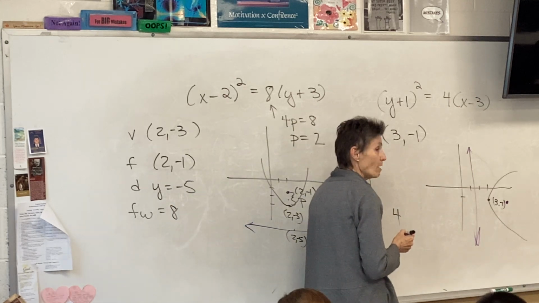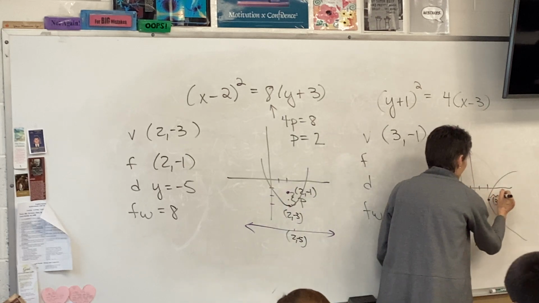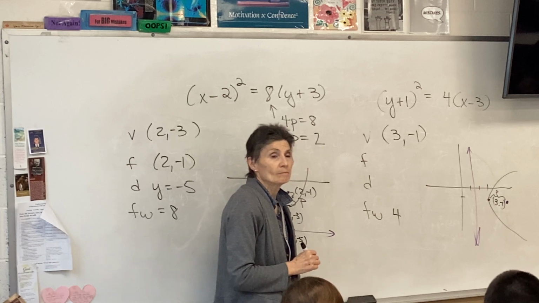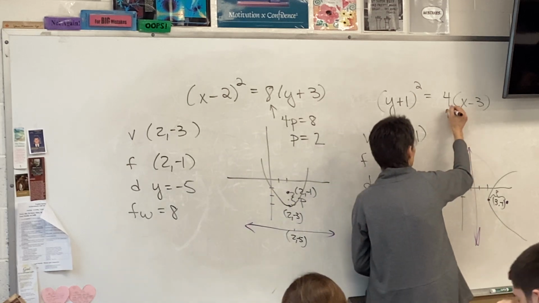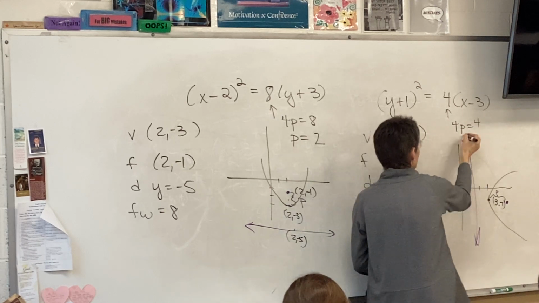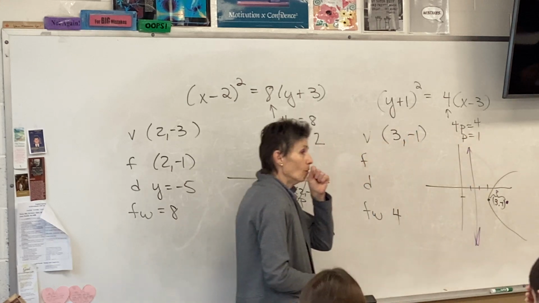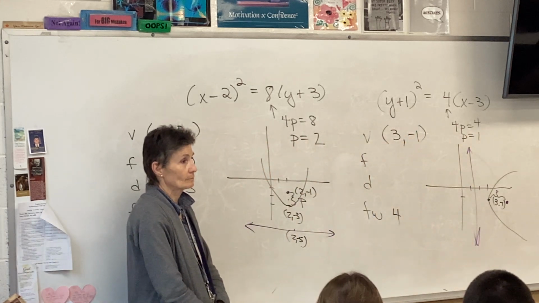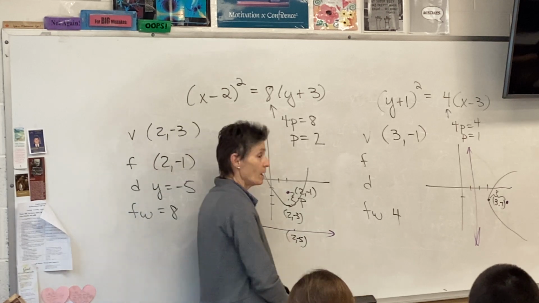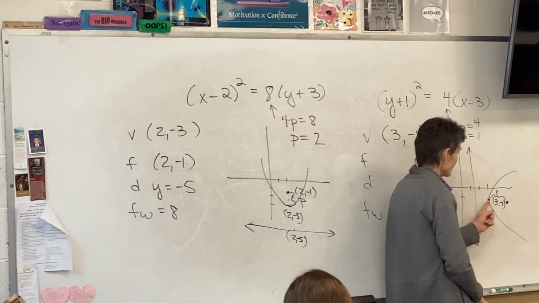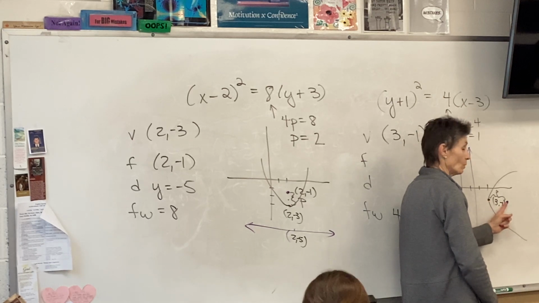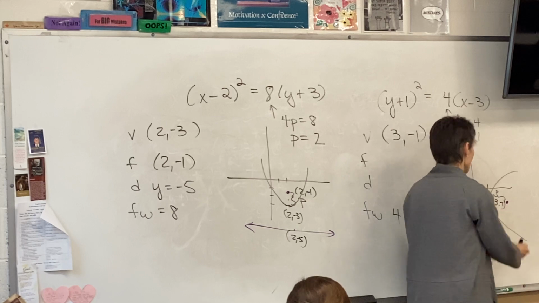And I can figure out where they are really easily if I know this distance, which is P. And I know in this equation, 4P is 4. So P is 1. Okay? Now, if P is 1, I'm going to start at my vertex, which is at 3, and go right 1. Well, where am I if I go right 1? (4, -1).